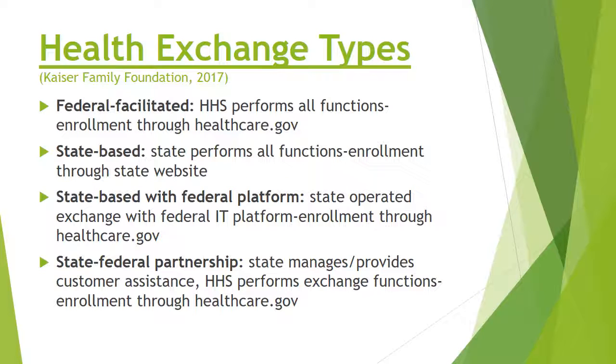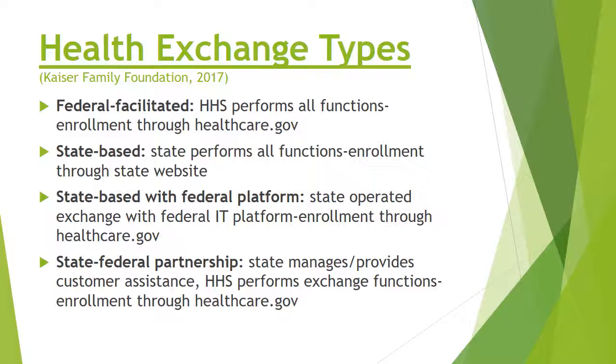There are 4 types of health insurance exchanges. Federally facilitated are those exchanges where the Department of Health and Human Services performs all health exchange functions and enrollment is done through healthcare.gov. State-based health exchanges are completely run by individual states. The states are responsible for performing all health exchange functions for individuals and small businesses. The enrollment is through state-established websites.